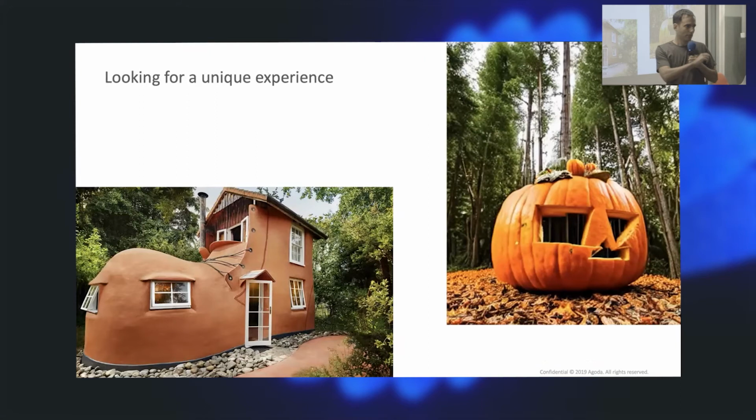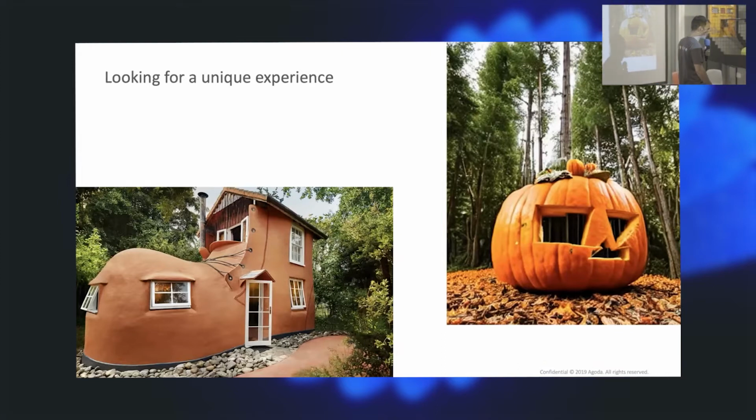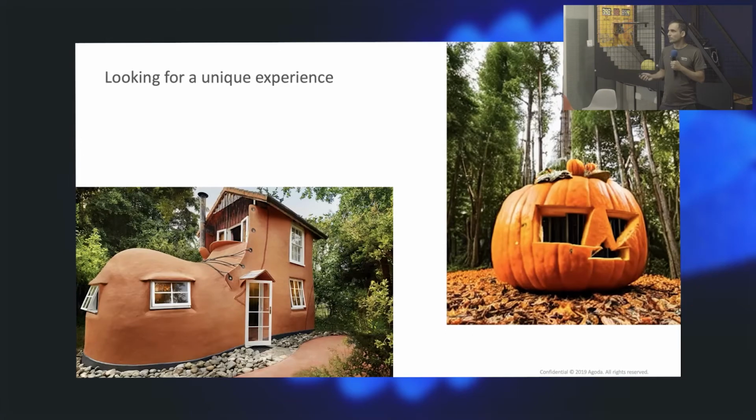Also, this is not related to COVID. People started looking for more special experiences that sometimes hotels could not provide. By the way, one of these pictures is fake. Who thinks the shoe picture is fake? Okay, who thinks the pumpkin picture is fake? Okay, not everyone voted, but you're right. The pumpkin house is fake. I created it a couple of days ago with a Stable Diffusion model, a pumpkin house in the forest, something like that. But it's not the same resolution, so it's not a fair comparison. So looking for a unique experience is also very important.